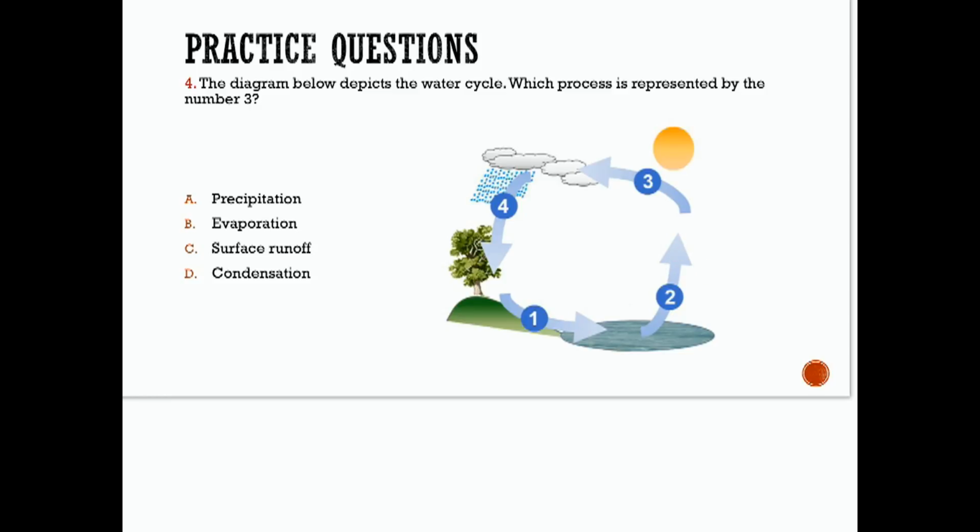The water vapor can also be released from plants during transpiration. Remember, I called it tree sweat. The water vapor remains in the atmosphere until it undergoes something called condensation. All right, so condensation is going to be step 3, where it forms the clouds. And then it returns to the ground in the form of precipitation. So precipitation would be 4. So the question, what is represented by the number 3, is going to be D, condensation.